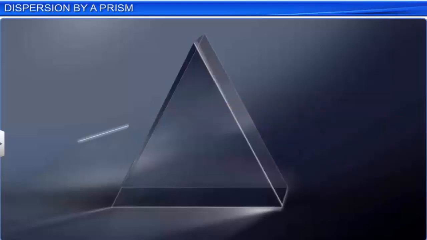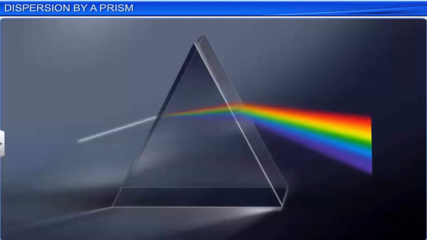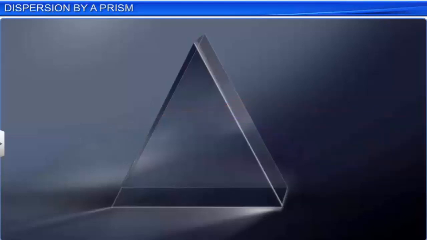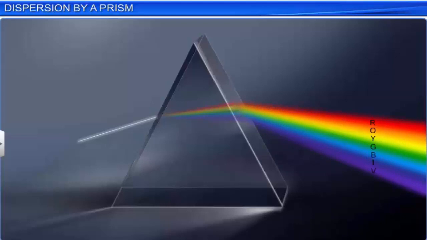Another important observation is that the colors always appear in a specific sequence. This sequence of colors is violet, indigo, blue, green, yellow, orange, and red. The sequence of colors can be remembered by the acronym VIBGYOR, formed by the first letters of all the 7 colors. It was Isaac Newton who proved that these colors are already present in white light, and that the prism splits the white light into its constituent colors.